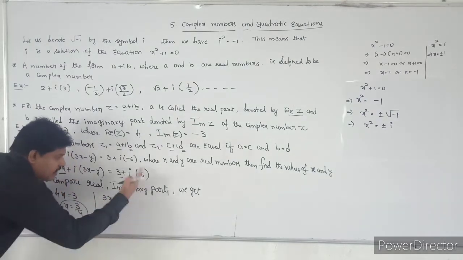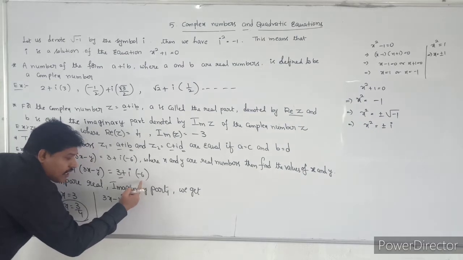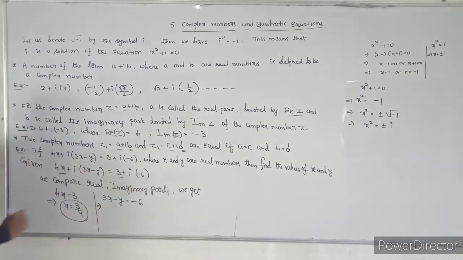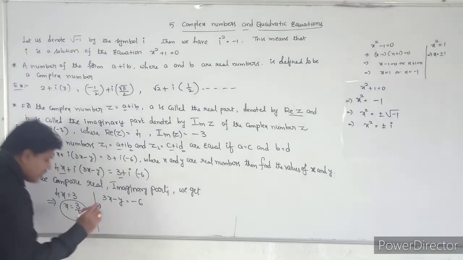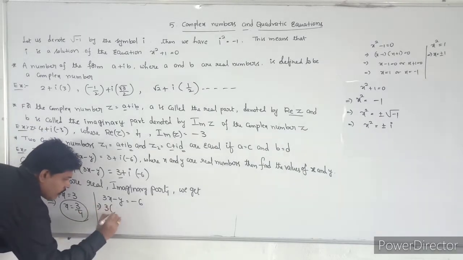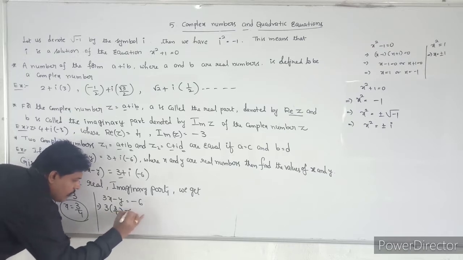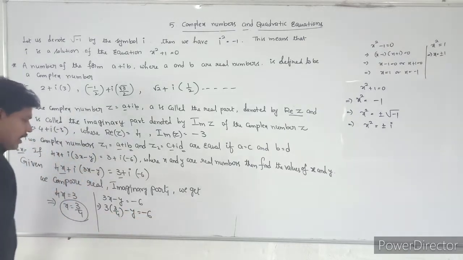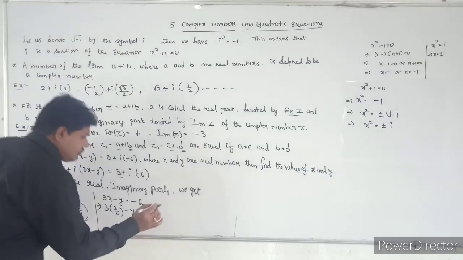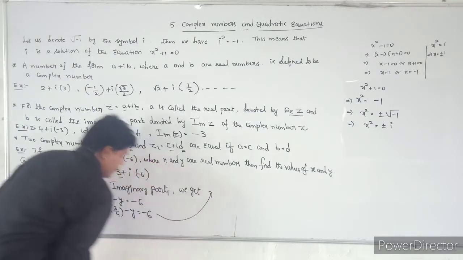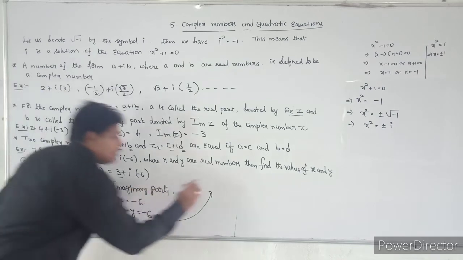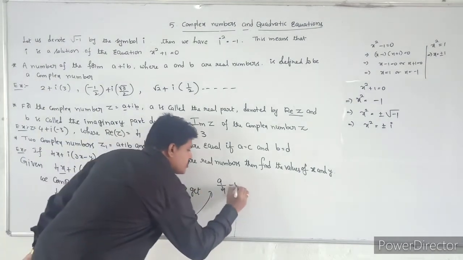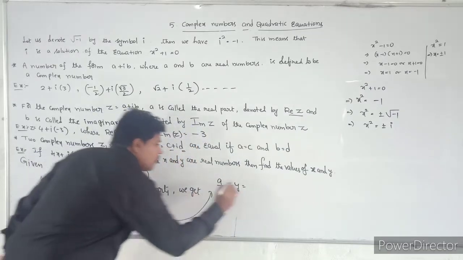3x minus y is equal to, what is the imaginary part in the second complex number? It is minus 6. So that implies, what is the x value? You can take the x value here as 3 by 4. 3 into 3 by 4 minus y is equal to minus 6. So we can simplify this value here. So that implies 9 by 4 minus y is equal to minus 6.